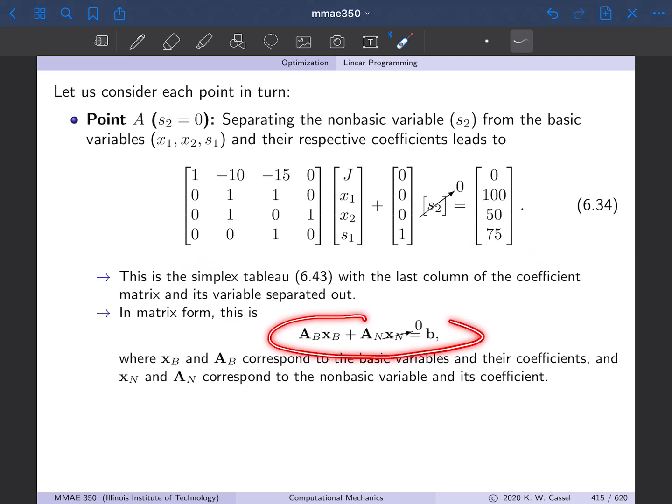So if you write that out in matrix form, we can divide A into A_B and A_N, X into X_B and X_N. The B stands for basic variables, N stands for the non-basic variables, the ones that are 0. So the X_N here is S2, and the A_N is the last column of A. And then A_B and X_B are everything that's left.